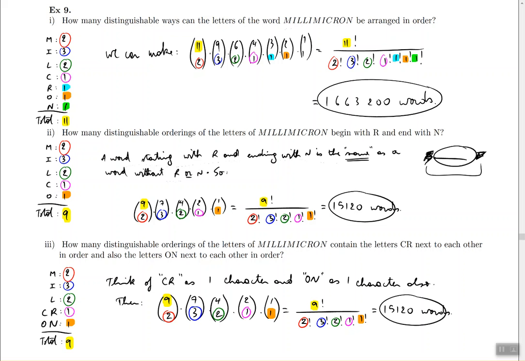Okay. And if I ignore the letters R and N, then I get a new tally. My letters, there's 2 M's, 3 I's, and so on. So there's a total of 9 characters or 9 letters. And again, I get the total using my formula.